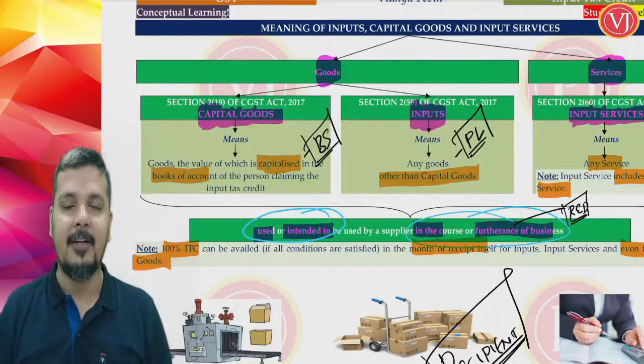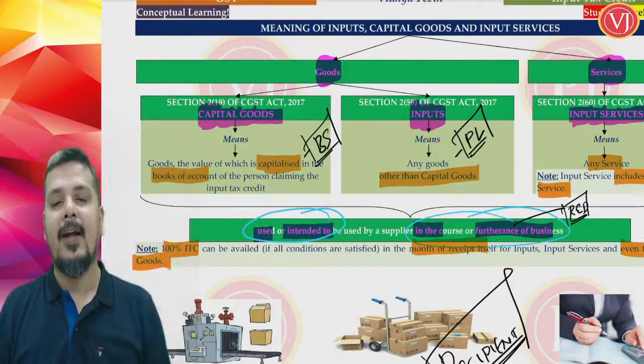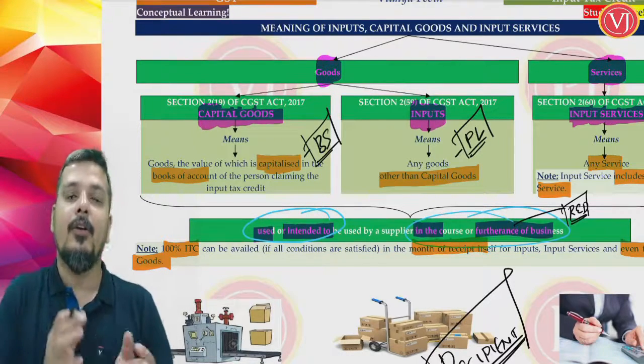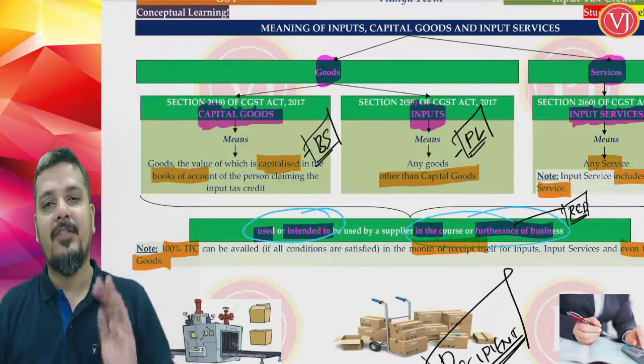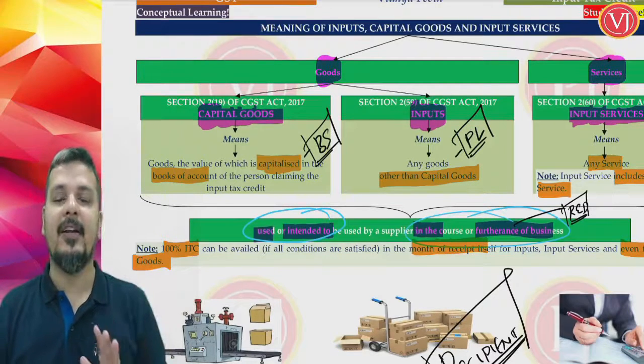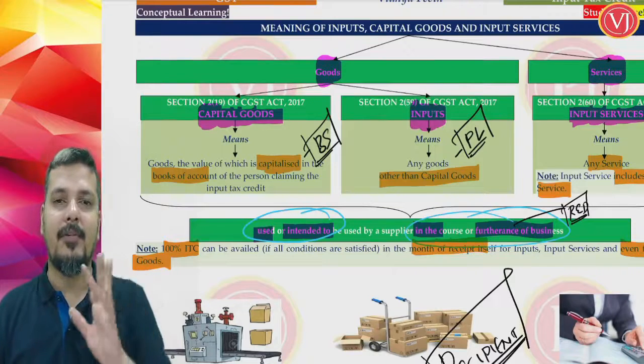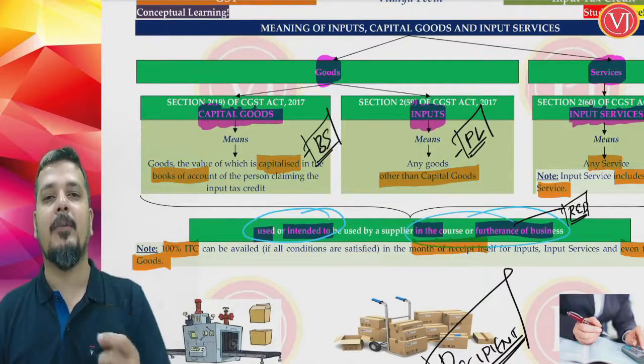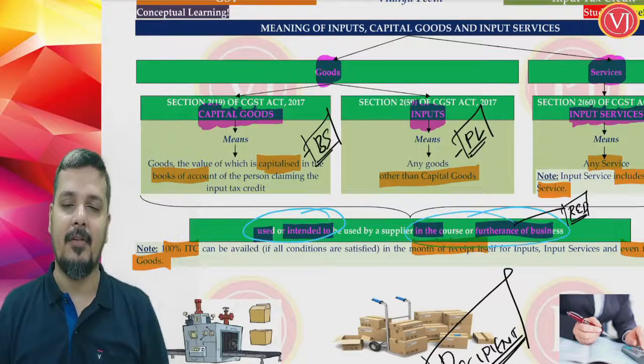This I am specifically telling because in the old indirect taxation regime, things are not the same. For capital goods, you cannot take the credit fully. You have to take it in installments. But now in GST, 100% credit, whether it is inputs or input services or capital goods, you can take it in the month of receipt of those inputs or input services or capital goods, subject to satisfaction of other conditions.